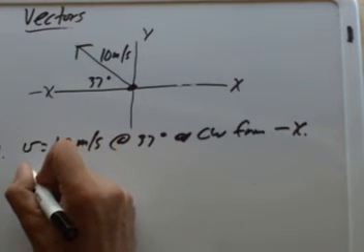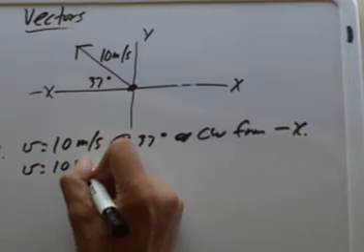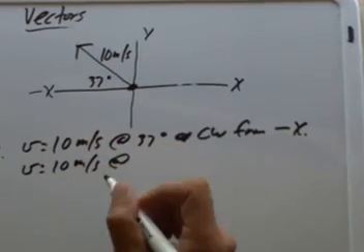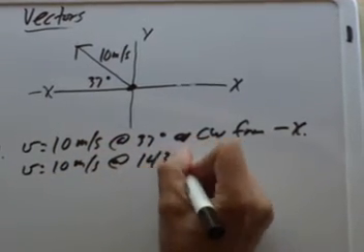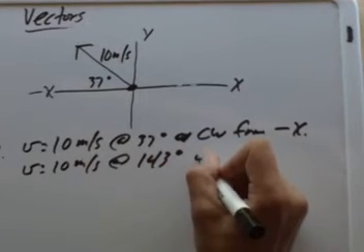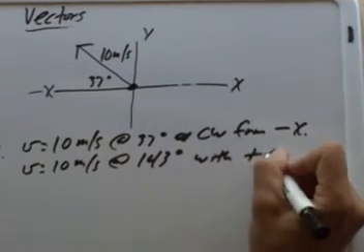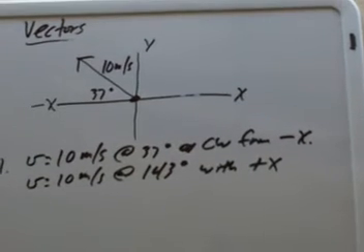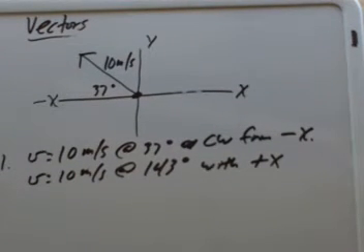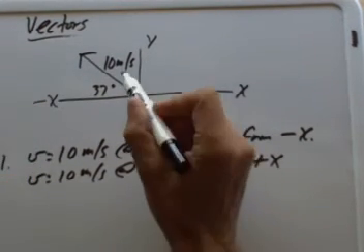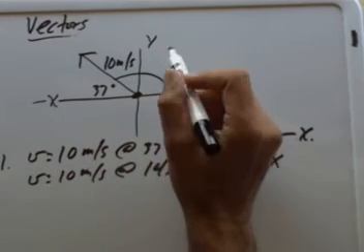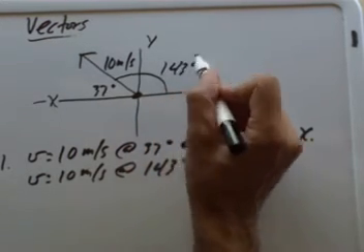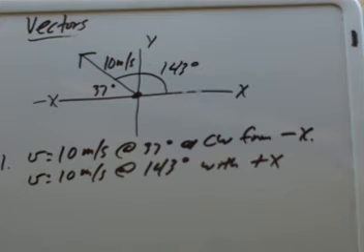Another way of reporting it, you could say that v is 10 meters per second at 143 degrees, and you could say something like with the positive x-axis. Normally we're comfortable with measuring angles relative to the positive x-axis, so if this is 37 in here, this angle in here would be 143 degrees, something like that. So 10 meters per second at 143 degrees with the positive x-axis.